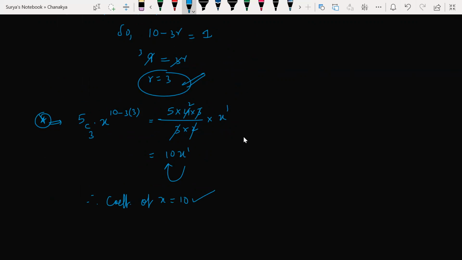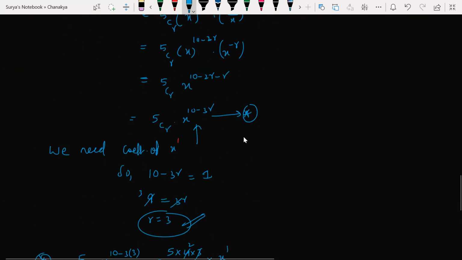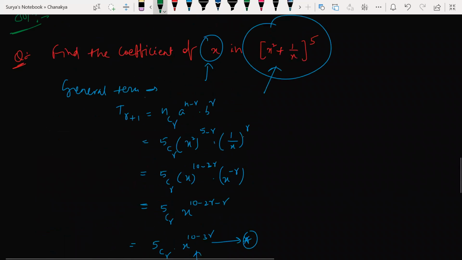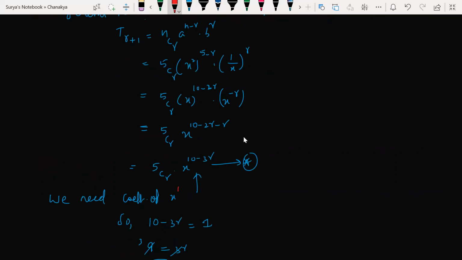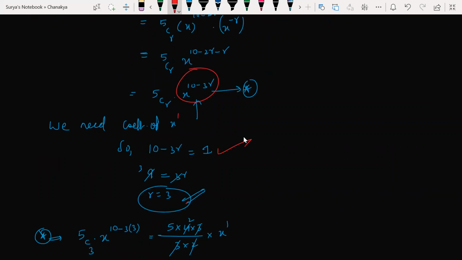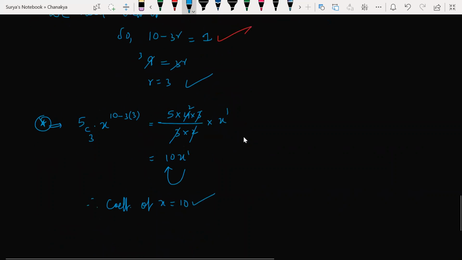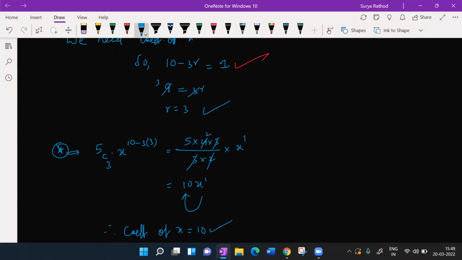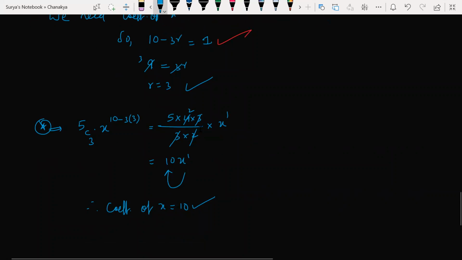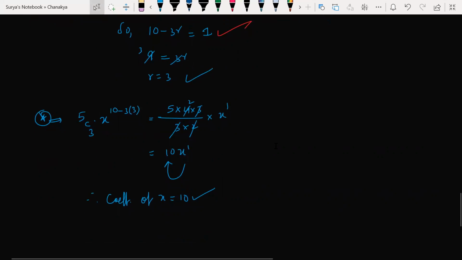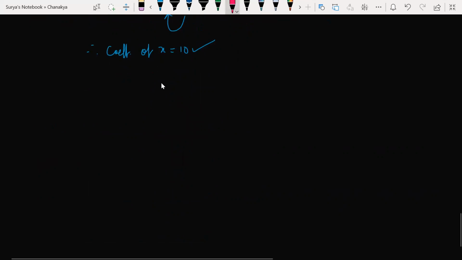Any doubts, guys? First of all, what I did was use the general term formula. He is asking us to find the coefficient of x. x can be written as x to the power of 1. So the power of that x and the power of this x, I just equated. From that I got the r value. I substituted the r value in the star equation, and from that I found the coefficient of x easily. Hope it is clear with everyone, guys. Any doubts?